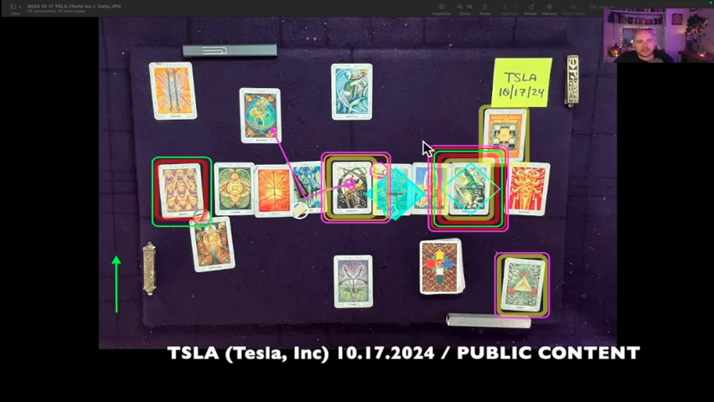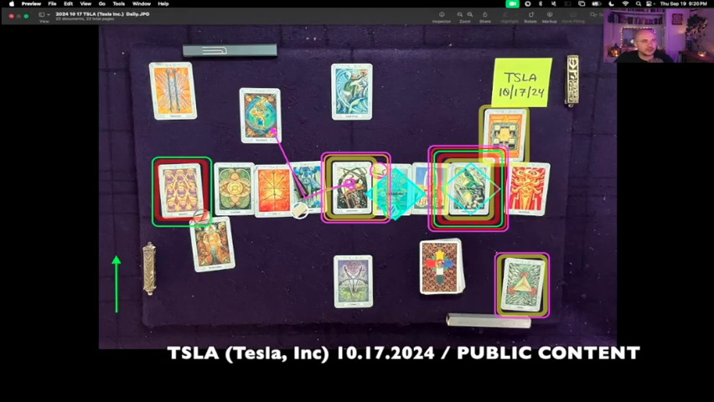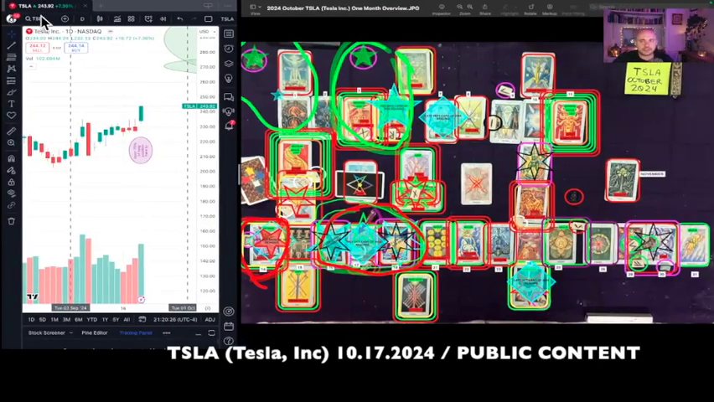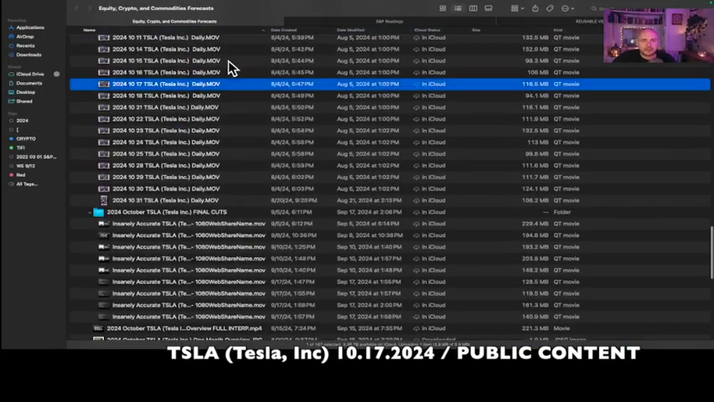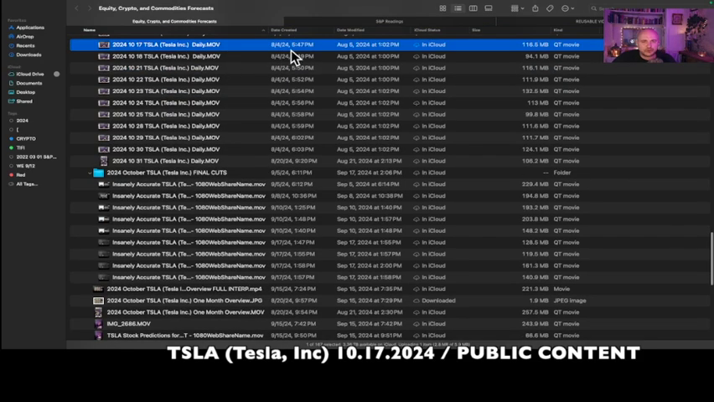This is the TSLA one-day reading for October 17th, 2024. It's currently September 19th, 2024, 9:20 p.m. Eastern Time. TSLA at the time of this reading, $243.92, that's USD. The shuffle video for the October 17th reading was created on August 4th, 2024 at 5:47 p.m.